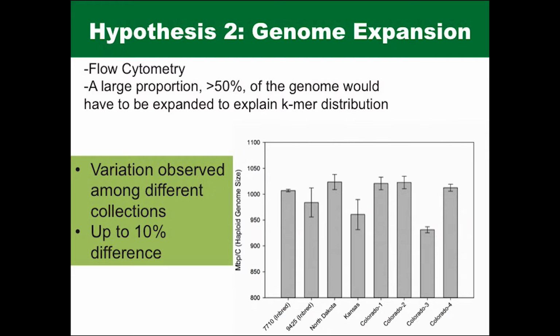Second one, being a big change in genome size, also seems to not be the case. In order to see that k-mer distribution, we thought that we should probably need to see about a 50% variation in genome size from what we expected kochia to be. And we do see a little bit of variation. This is about a 10% variation in a bunch of different kochia collections. But this is somewhat within the range of error of flow cytometry, for one. And it's not atypical of what you might see in a lot of plant species. So it doesn't quite seem that just a variation in genome size is necessarily explaining what we're seeing.